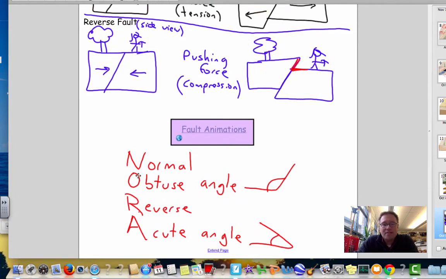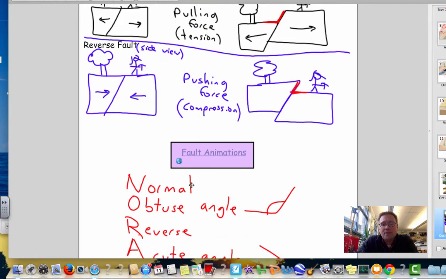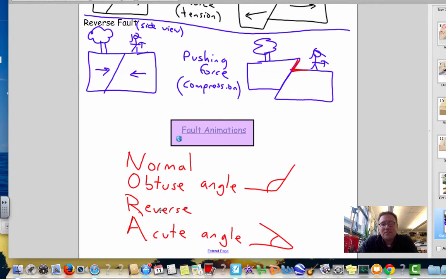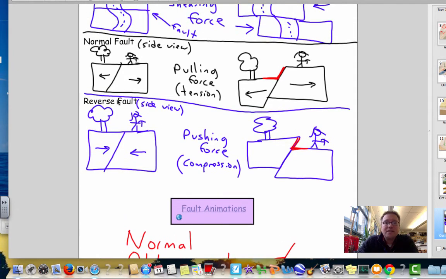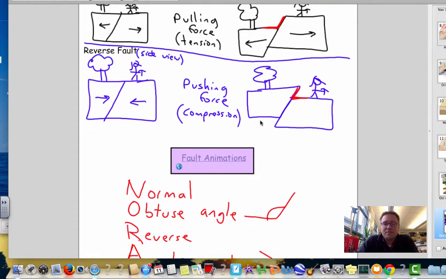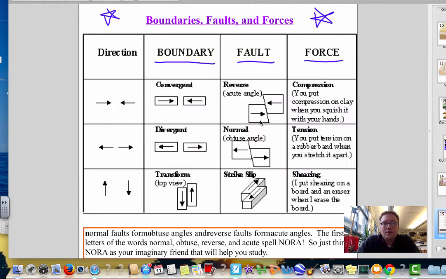And this is important because NORA can remind you if it's a normal or a reverse fault. An obtuse angle is a normal fault, so normal obtuse. A reverse fault is an acute angle, reverse acute, N-O-R-A. So Nora can help you on this quiz to remember these two different types of faults. Okay, here's another picture of a whole bunch of normal faults where the Earth is being pulled apart.